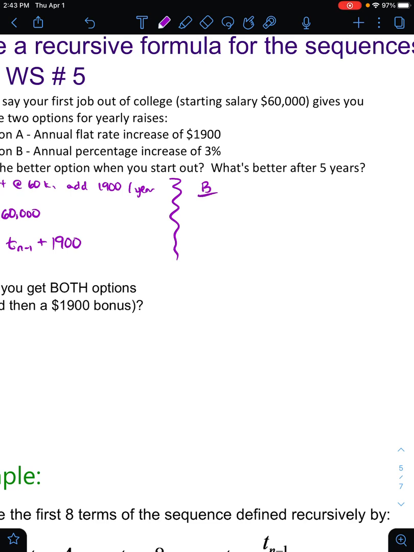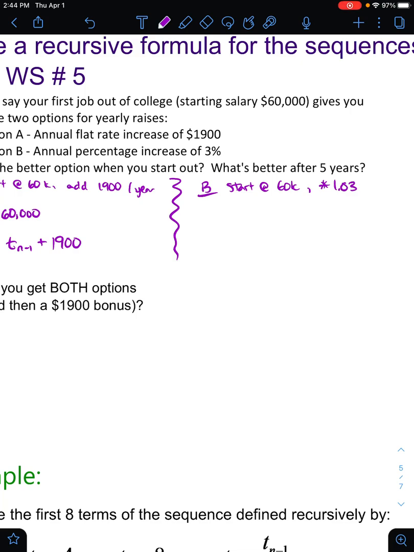For B, it says start at 60K and then multiply my salary by 1.03. That's going to be an increase of 3% every year. I'm adding 3% of my salary back in.